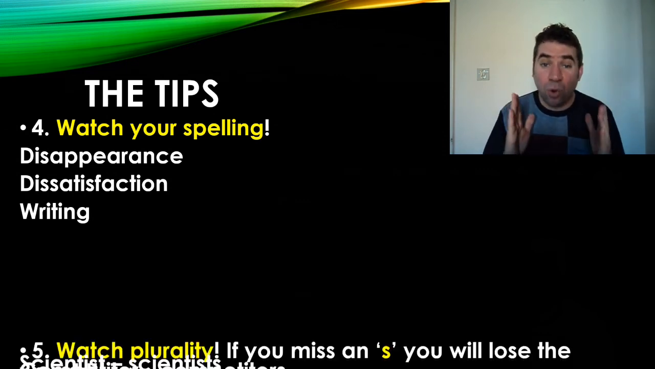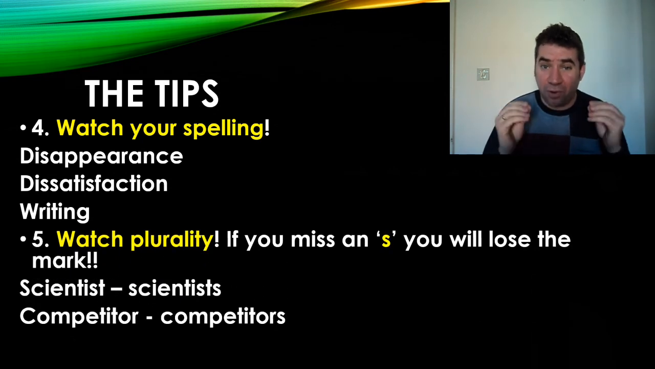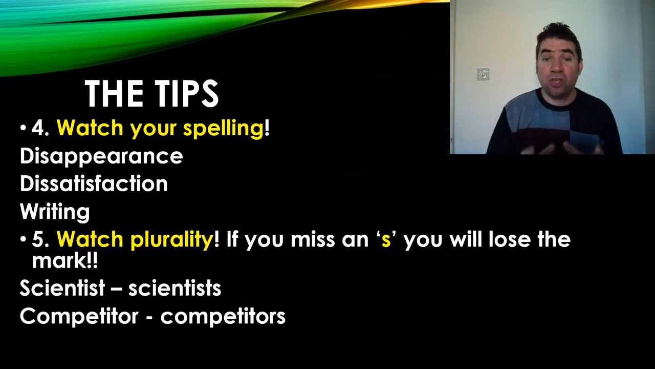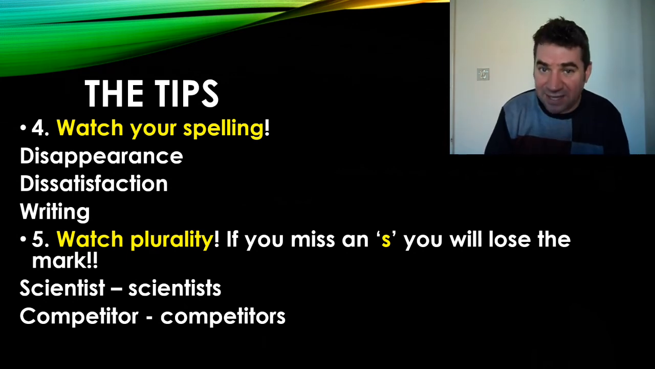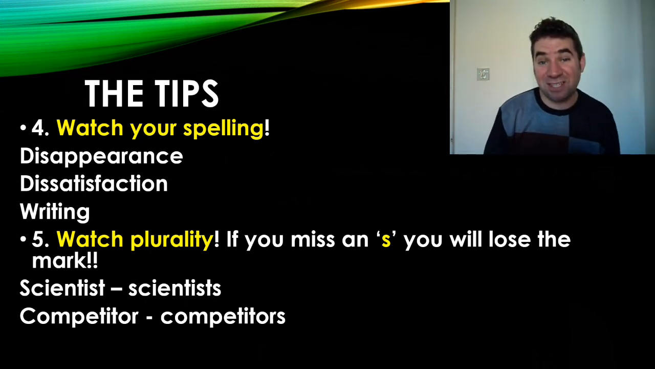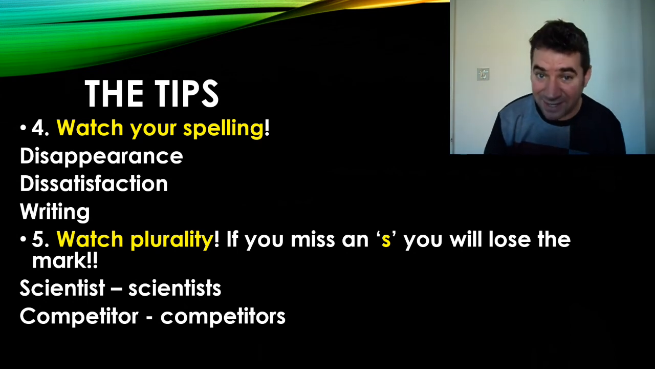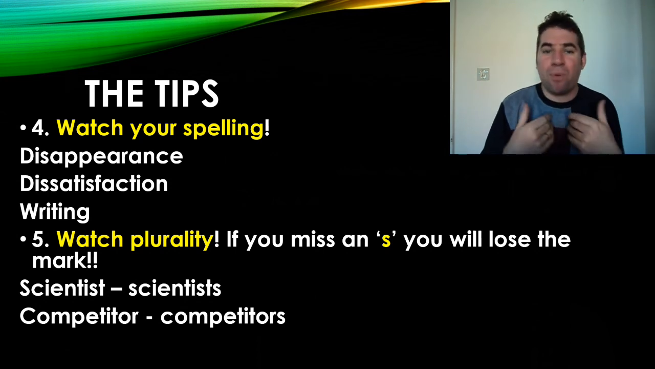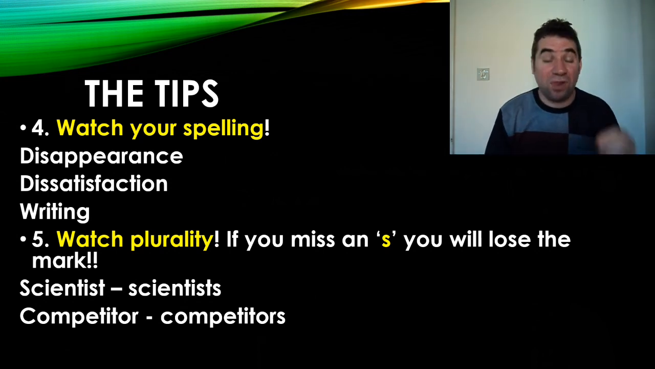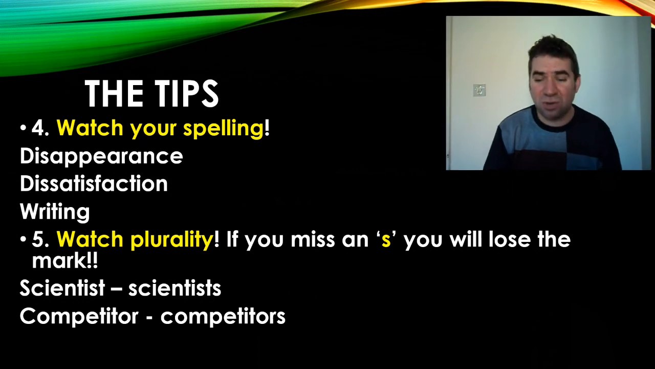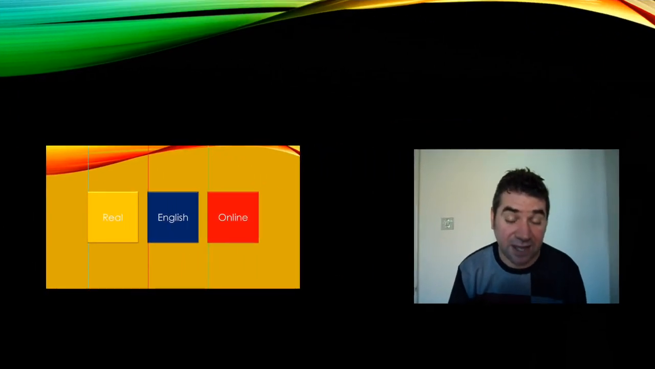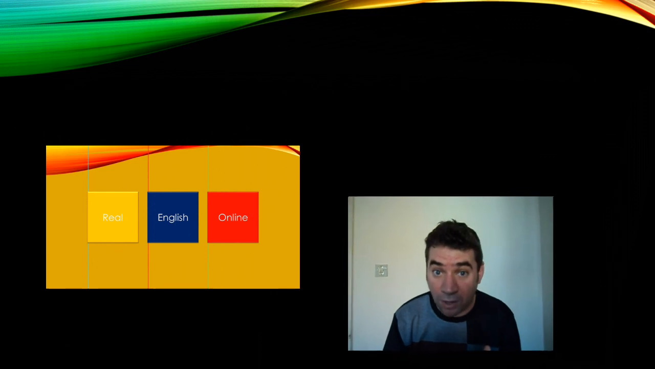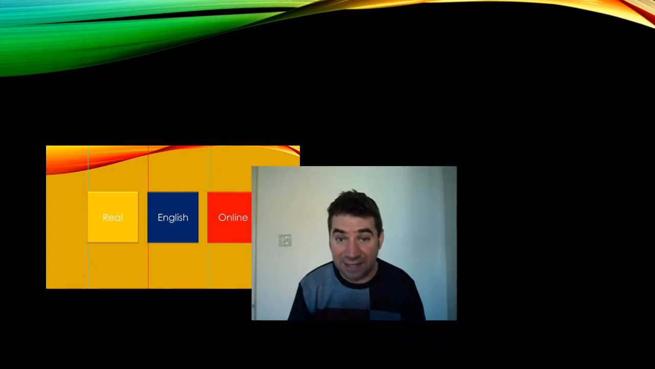And also, very similar, watch plurality. If you miss an S, you will lose the mark. For example, you may know that the word is scientist, and people will write in scientist. But the answer is actually scientists with an S. More than one. Or mistake, mistakes. Yeah, preparation, preparations. So be very careful. Again, you will lose the mark. So you have to be very careful in this part of the test. It is easy to get good marks, but it's also easy to make silly mistakes.